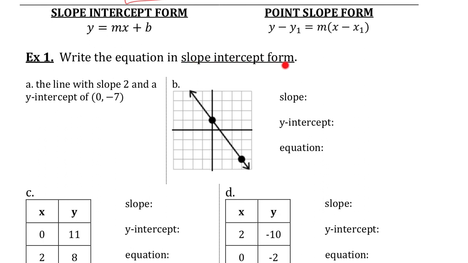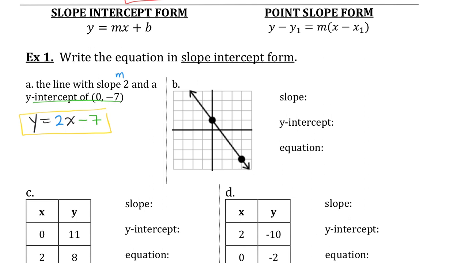For example, one, we're going to use slope-intercept form. If I'm using slope-intercept form, they're giving me the slope, and they're going to give me the y-intercept. Okay, so for A, the line with slope 2, y equals, what's m? 2. mx plus b. What's b? B is the y-intercept. What's the y-intercept? The y-intercept is minus 7. So y equals 2x minus 7. Slope is 2, y-intercept is 0, negative 7.